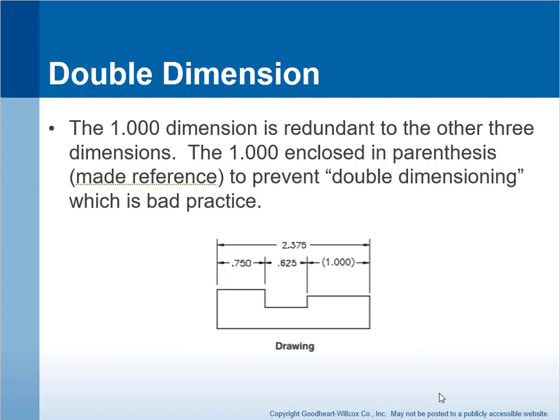Okay, so let me finish this presentation here. The 1-inch dimension is redundant to the other 3 dimensions. The 1-inch enclosed in parentheses, which we made it reference by doing that, to prevent double dimensioning, which is bad practice. Okay, so that's why we use a reference dimension. The reference dimension is just shown to tell you what the nominal value is, but there's no tolerance associated with this. There's going to be a second presentation for Chapter 2, so I'll end this one here.